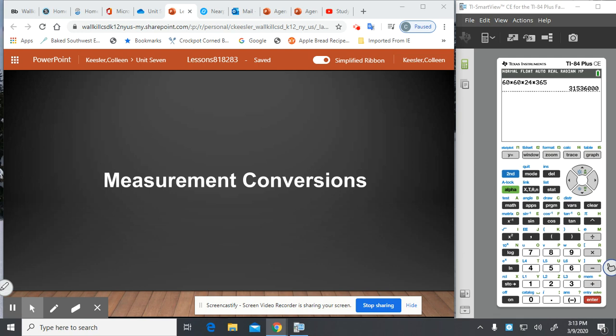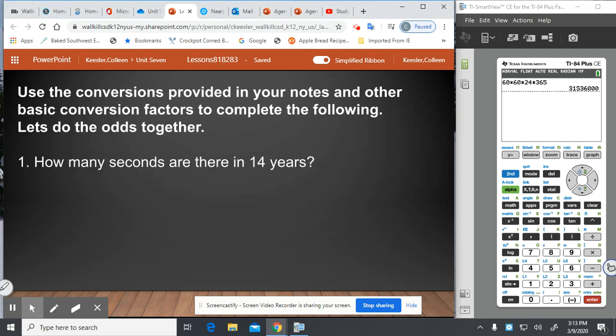Hi, algebra students. Today we're taking a look at some measurement conversions. Use the conversions provided in your notes and other basic conversion factors to complete the following. Let's do the odds together.